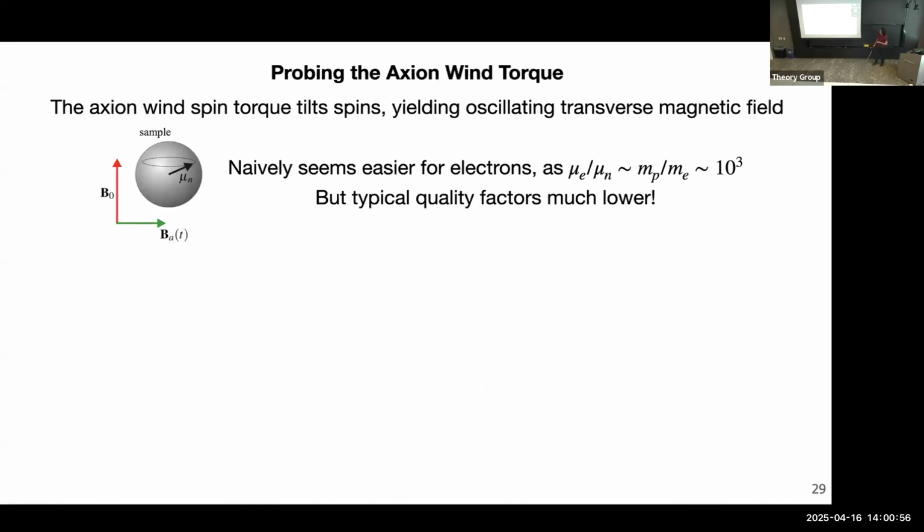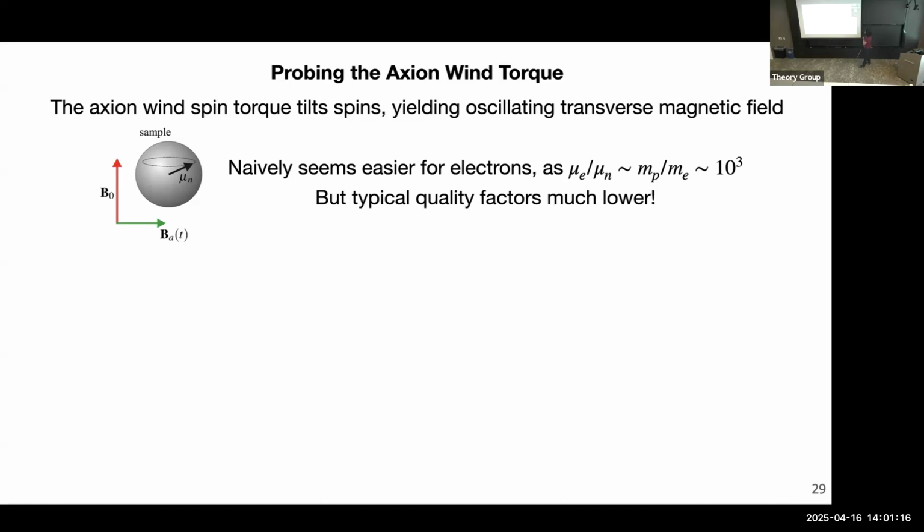And so now we've come all the way full circle. Because I've now shown that everything associated with this axioelectric term is not very useful, we actually have to search for the axion wind spin torque. There's no way around it. So now what does this axion wind spin torque do? I mentioned a while ago, what it does is it tilts the spin of an electron by an amount proportional to the gradient of the axion field.